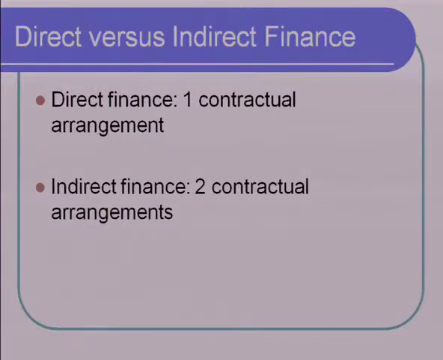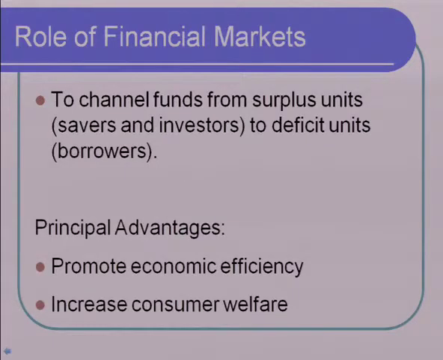In fact, that idea of two contractual arrangements is the distinguishing characteristic of intermediated finance. There's a financial intermediary standing between the person who has money to lend and the borrower. As depositors, we're lenders to the bank, and then the bank lends money to borrowers. So there's a financial intermediary, the commercial bank, standing between the borrowers and the lenders. All right, so I'll leave that there.